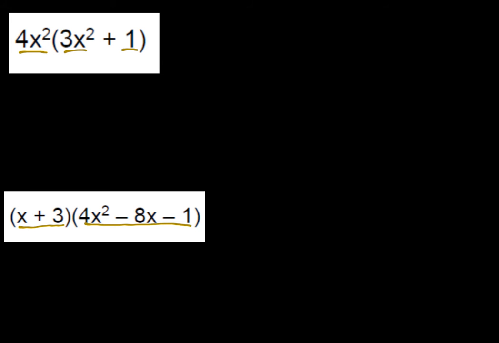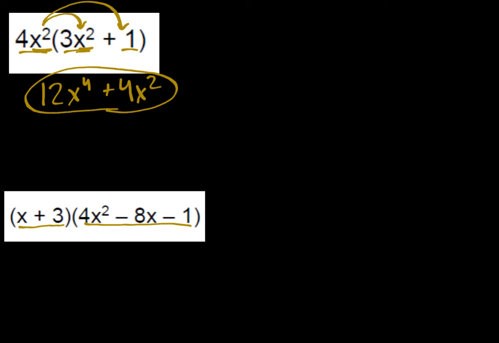The first one, we would just distribute 4x squared into the parentheses. So we'd multiply 4x squared times 3x squared, and then 4x squared times 1. What we would get is 12x to the fourth, because remember when we're multiplying things like x squared and x squared, because they have the same base, we just add the exponents. So we get 12x to the fourth. And then 4x squared times 1 is 4x squared. And then we would be done with that. So that would be your final answer.